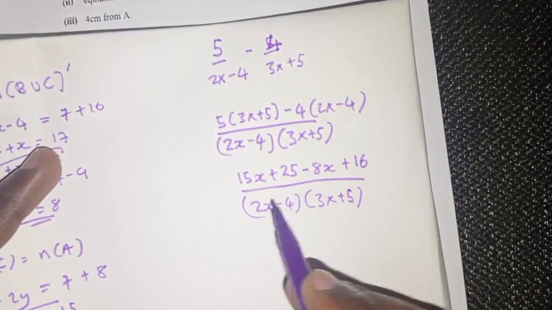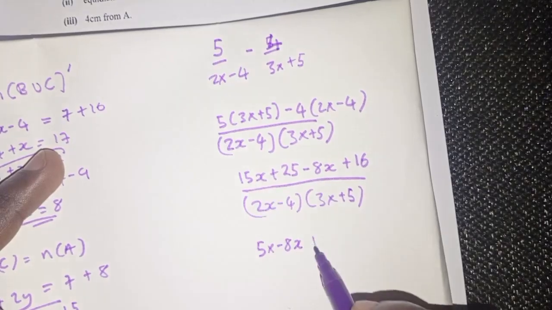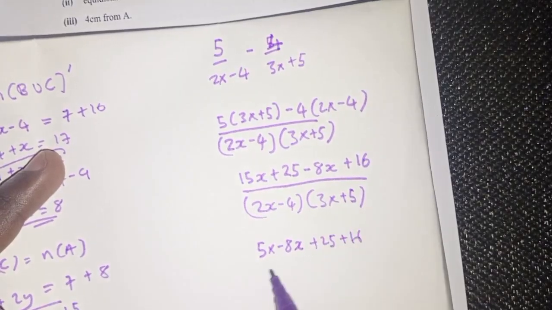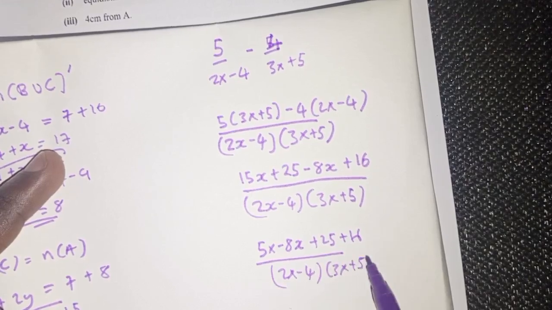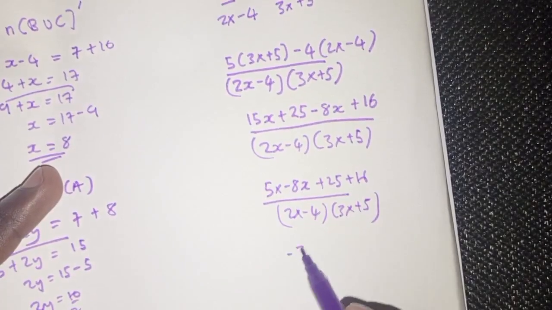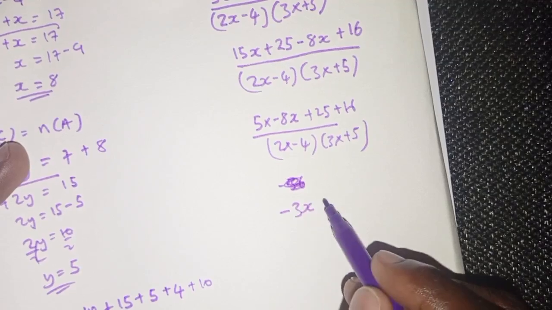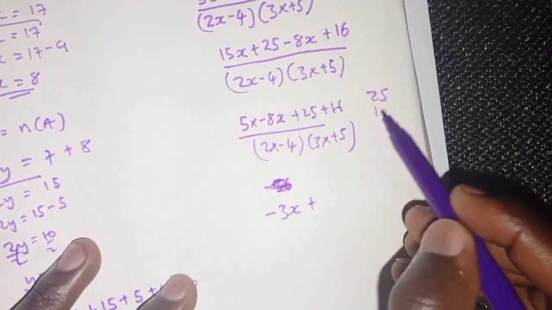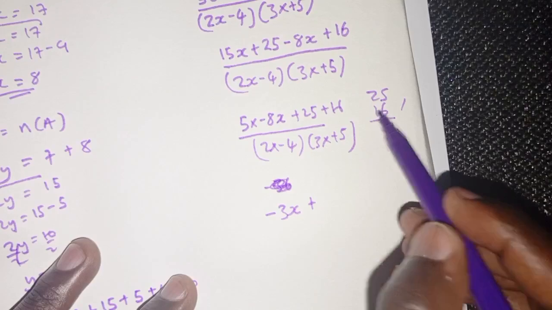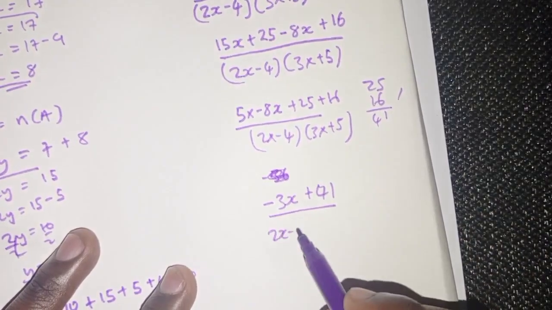Okay. So group the like terms. 15x minus 8x plus 25 plus 16. 2x minus 4, 3x plus 5. Here you get negative 3x. May write in this negative 3x plus, what's that? You have 25 plus 16, that's 41. These you just write them as they are, like that.